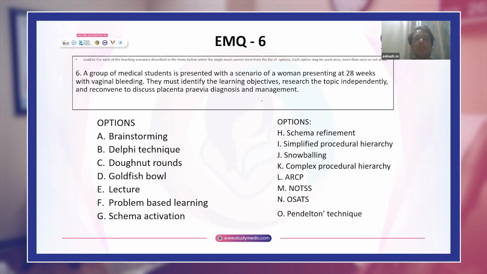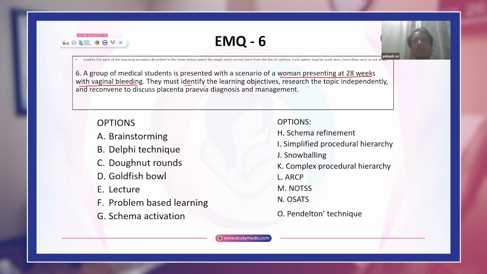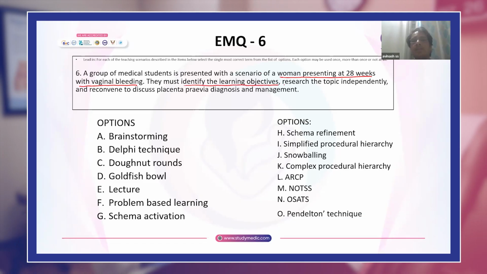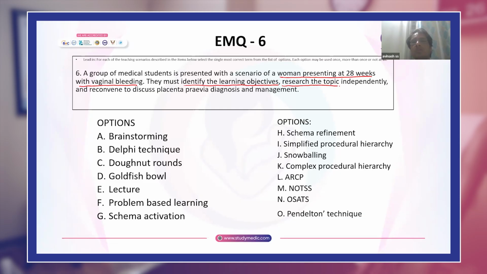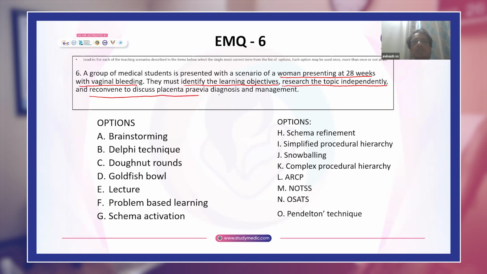Another scenario is a group of medical students is presented with a scenario of a woman presenting at 28 weeks with vaginal bleeding. That means they are given this scenario. What they need to do is go through the scenario. They should identify what their learning objectives are related to this. Then they should find their own research resources. Then they do the research or learning. Then they have to reconvene to discuss this. Then again, the cycle repeats.